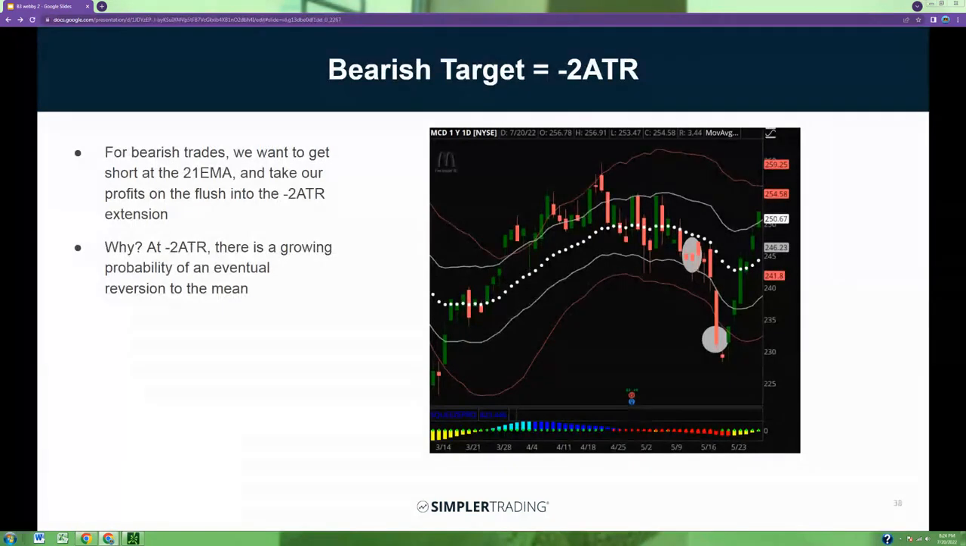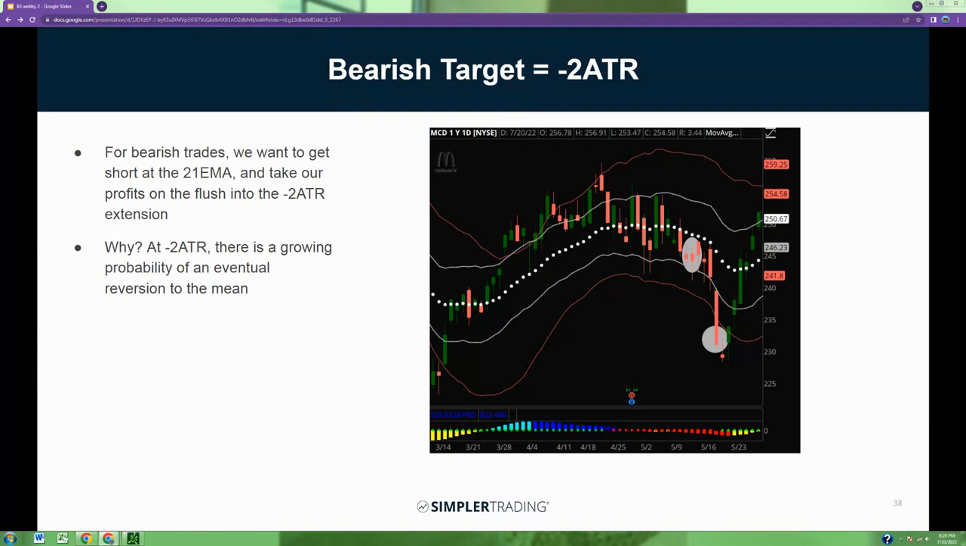So for bearish trades, where are we looking to get short, guys? 21 EMA every time. And we take our profits on the flush into that -2 ATR Keltner channel extension. And here's the reason. Remember that concept of reversion to the mean? We want to take our profits before that reversal back to the 21 EMA. So another golden rule. Golden rule number 3. Anytime a stock is trading at +2 or -2 ATR from that 21 EMA, there's a growing probability of a reversion to the mean around the corner.